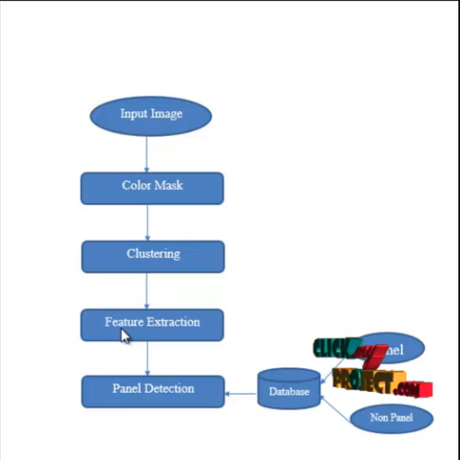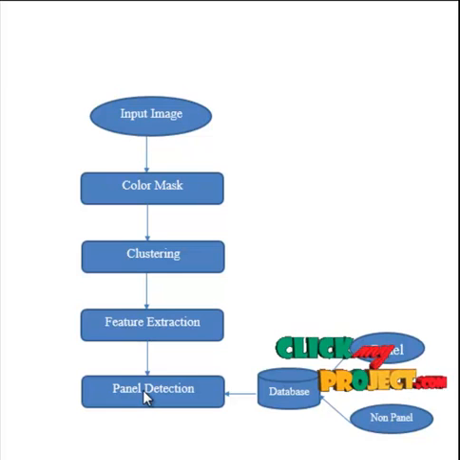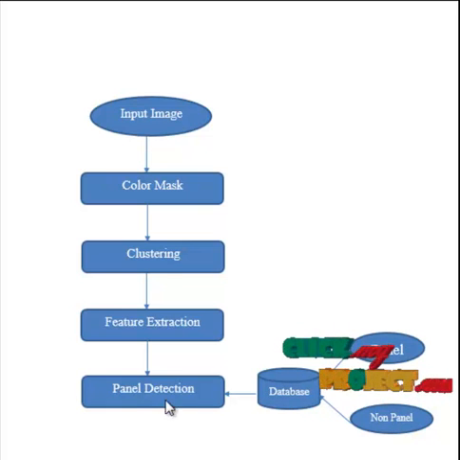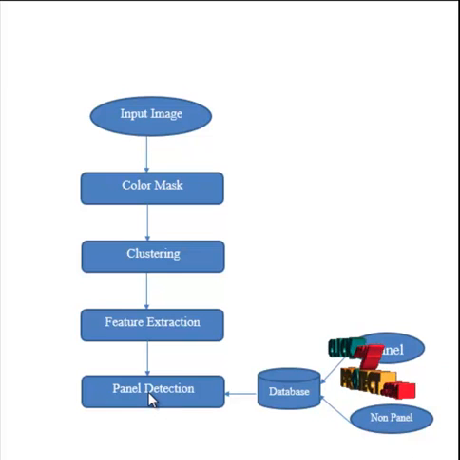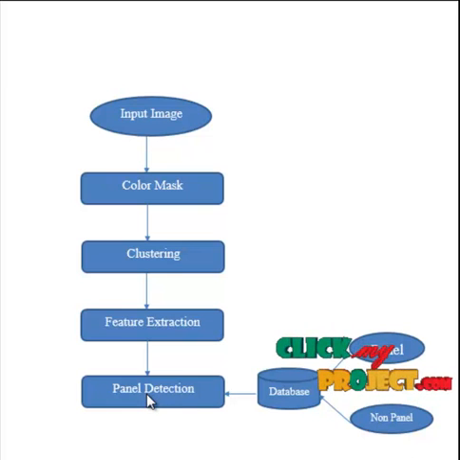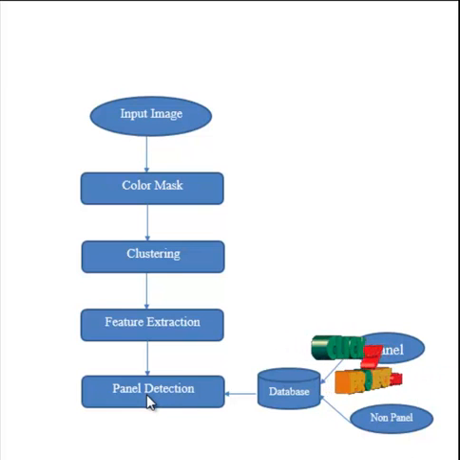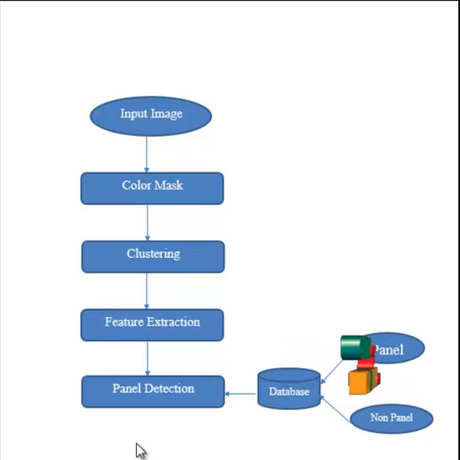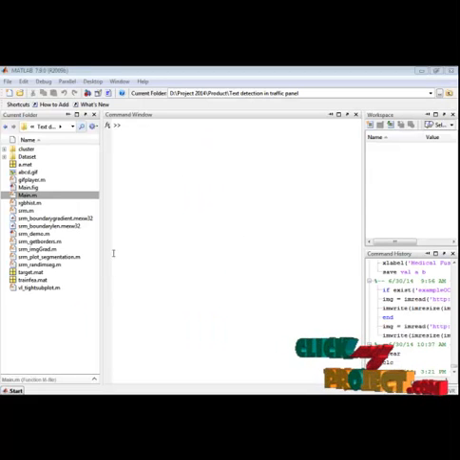After extracting the features, it will go to the panel detection. For detecting the panel, here we are using the SVM classifier. The SVM classifier is trained with a database of panel and non-panel samples. This information has to be passed to the panel detection. Based on the trained features, it will predict which cluster contains the panel. After predicting the panel, we finally map it to the original images. Now let's see the demo for the process.